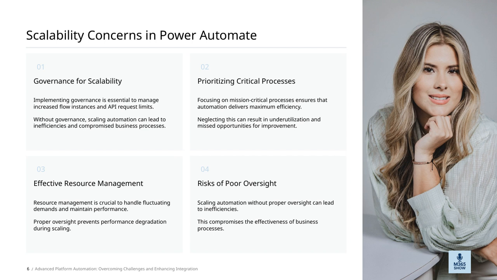And finally, implementing governance is vital. As we increase the flow of automation instances and API requests, governance helps us manage and control these changes. Without it, scaling can introduce inefficiencies and even compromise our overall business processes. So, in essence, careful oversight, resource management, prioritization, and governance are the pillars that enable us to scale automation successfully without losing control or effectiveness.